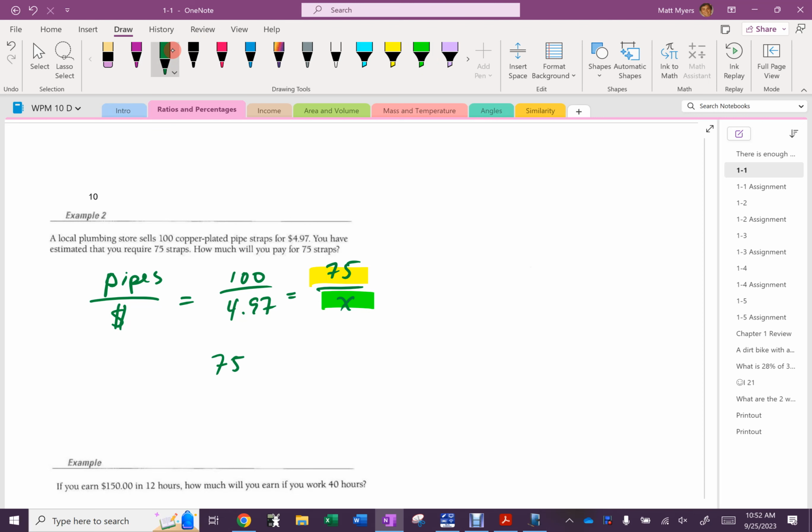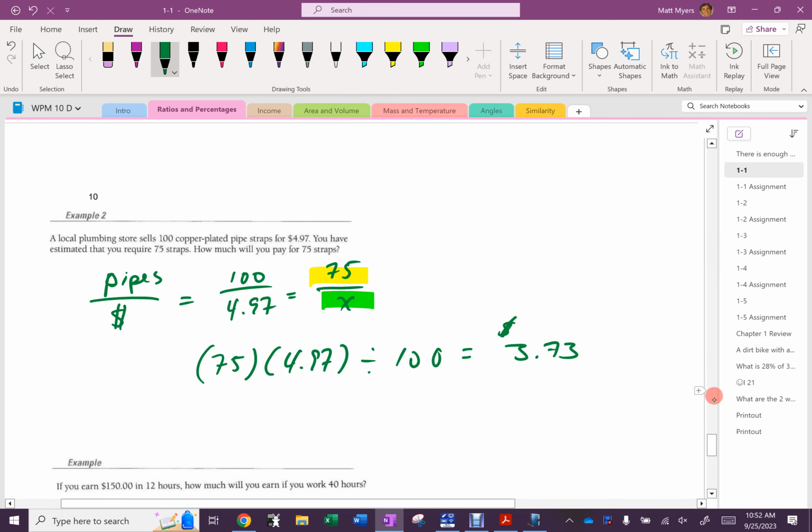Remember, that is 75 times 4.97 divided by 100. What is it? 3.73. Easy peasy lemon squeezy. Yes, sir. Except this time we're counting pipes and money. Does the math change? No matter what the paragraph says, I do the same math, don't I? So, you do the last one.